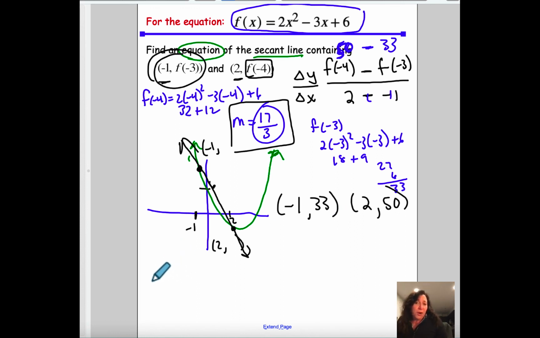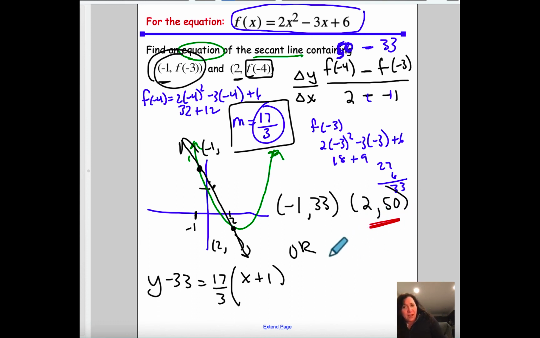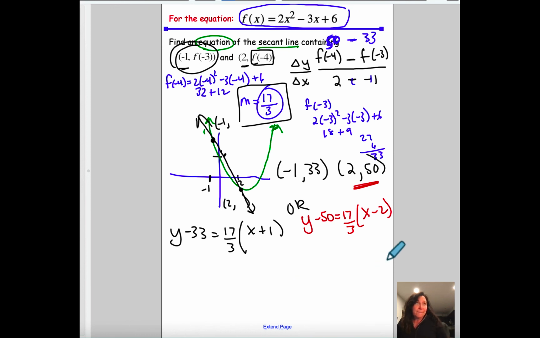So pick one point. We're going to go y minus 33 is equal to 17 over 3 times the quantity x plus 1, opposite, opposite. So this is point slope form, or I can use the other point instead. I could go y minus 50 is equal to 17 over 3 times x minus 2. And for sure, I am not requiring you to do both. You're going to do one, because they both are going to yield the same answer. Realistically, if you want to check your work, you could do both.